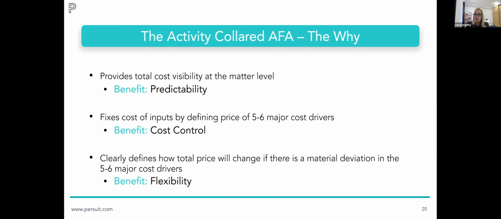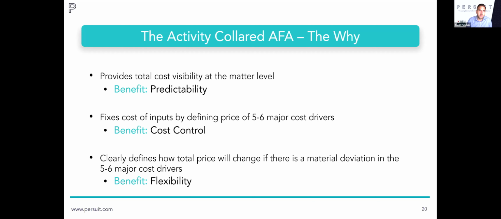So the predictability is the key there. Yeah. If the scope doesn't change outside of that collar, if it changes a little bit or it goes up and down, I mean, every matter is probably going to shift a little bit here and there, but unless it hits that threshold, the price remains the same. Right. So that's a key difference, is paying per activities, you don't have the total price predictability.